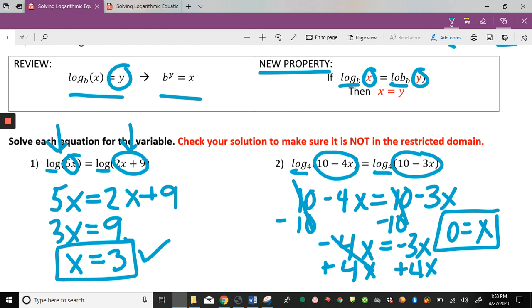So this is my answer as long as when you plug it in up here, you don't get 0 or a negative number. So if you notice you plug in here, that's just going to go away. I'd get log base 4 of 10, and that's okay. What about over here? You plug in 0, negative 3 times 0 goes away. I get log base 4 of 10 again, and that works.